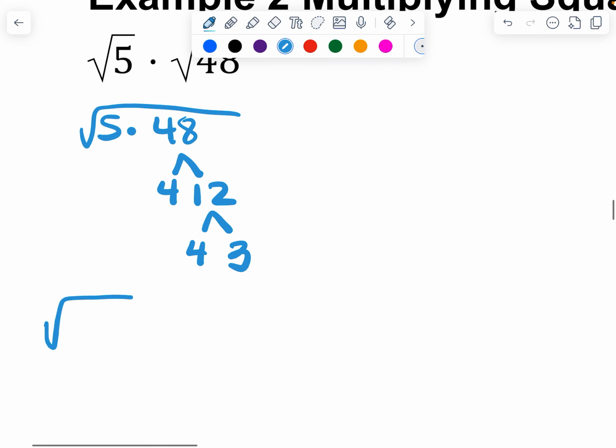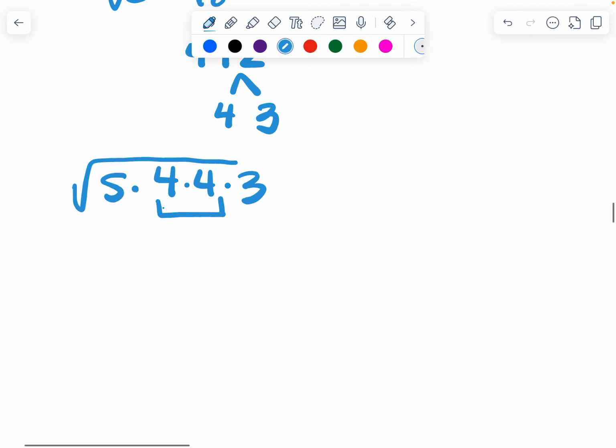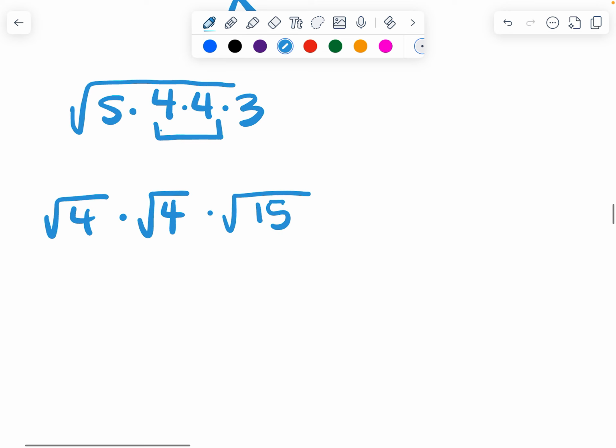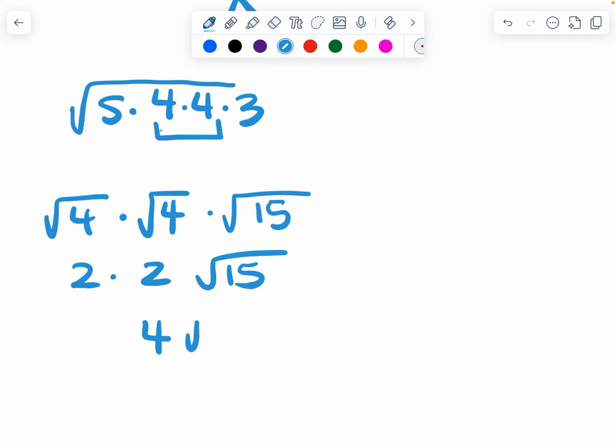So if I write this, the square root of 5 times 4 times 4 times 3. These two are perfect squares. So I'm going to do the square root of 4 times the square root of 4, or you could have multiplied those back together and gotten 16. And then I'm going to leave these two that I can't take the square root of underneath the radical symbol and multiply them together. So I'm going to get 2 times 2, so 4 radical 15.